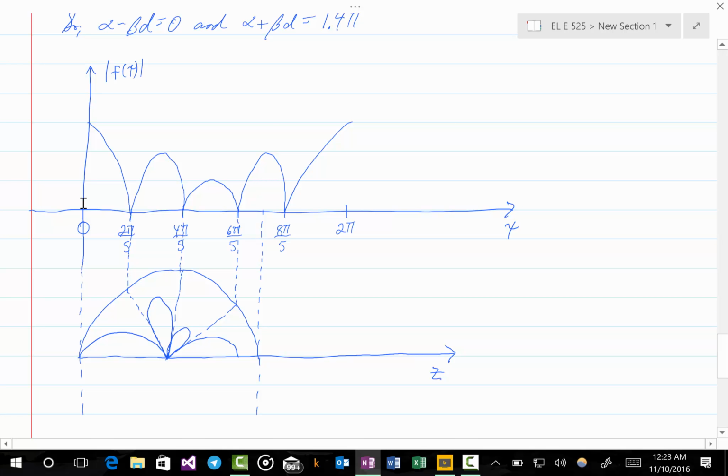Just to make sure it's clear how I got that, let's drop the vertical line from 0, and then as usual we move over from that the distance alpha, and alpha in this case is 0.7 pi. So if we go 0.7 pi in the positive direction this time, we get to here, and that's the center of our circle. Since beta d is equal to 0.7 pi, alpha minus beta d is 0, alpha plus beta d is 1.4 pi. So our circle is going to be from 0 to 1.4 pi, and then we can draw in this upper circle.